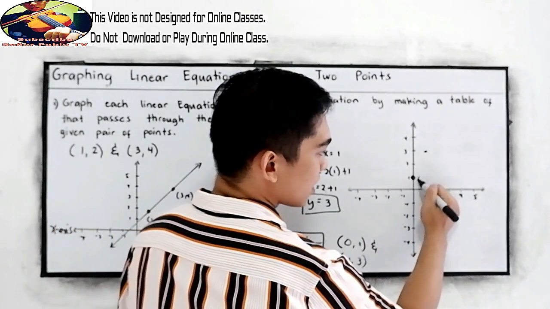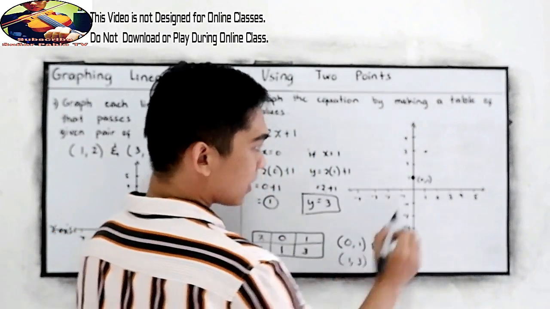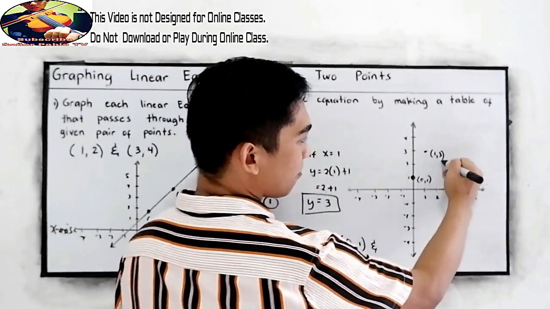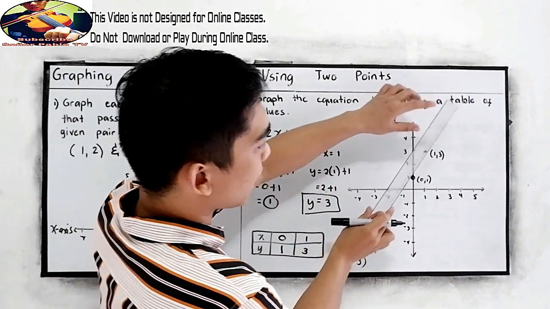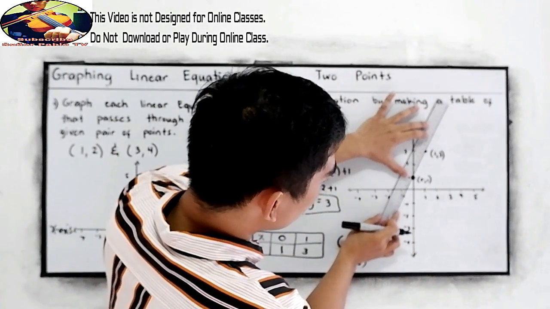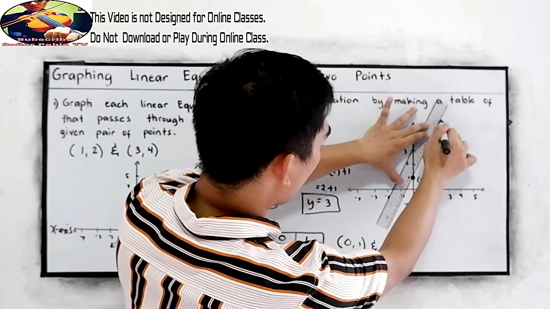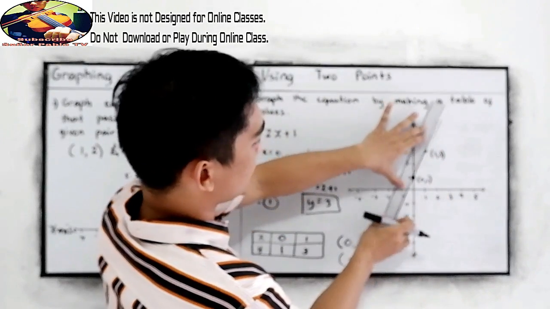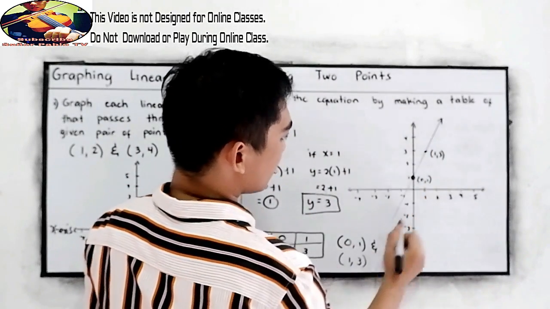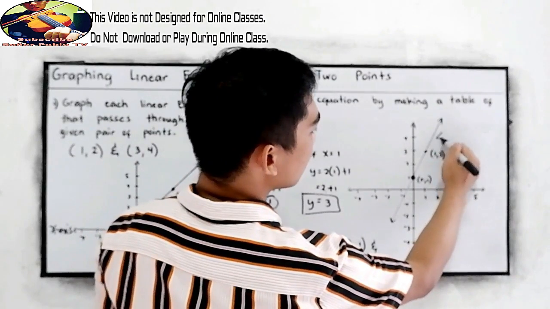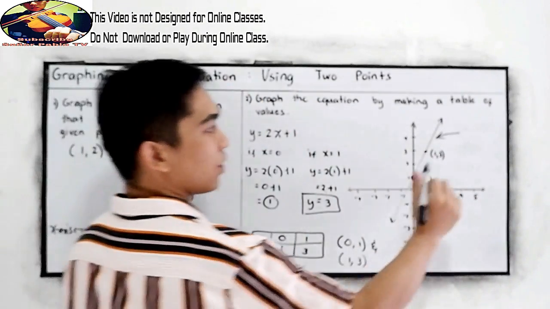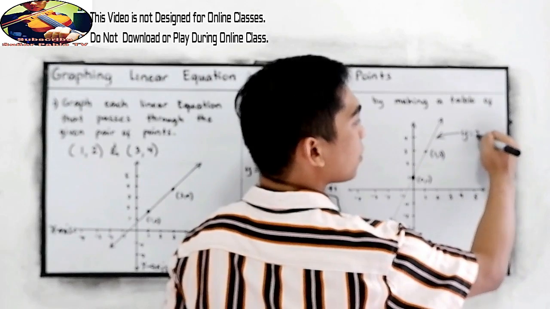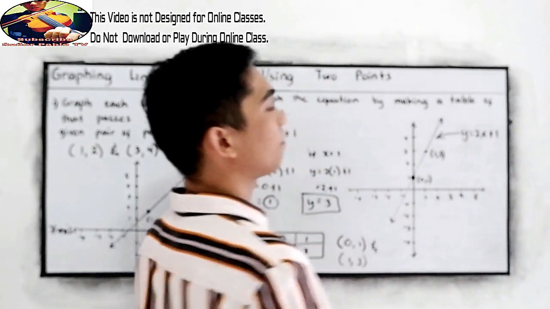So this is the 0, 1, and 1, 3. Now, ready to connect the points as our line. Okay. This is now the graph of the equation y is equal to 2x plus 1.